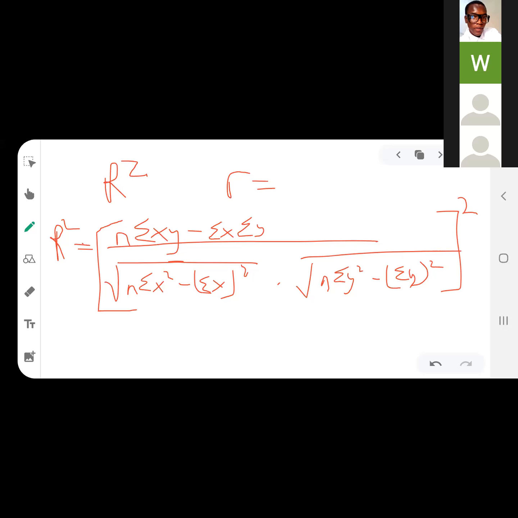What is the value of R according to the calculator? 0.8936. Then from there you can square. If you round it off, it's 0.8937. Okay, thank you. Yes.